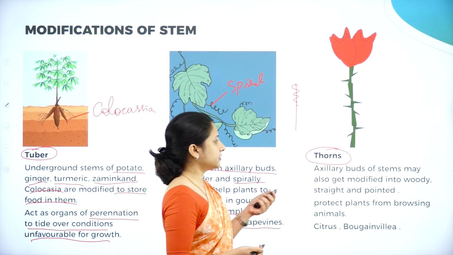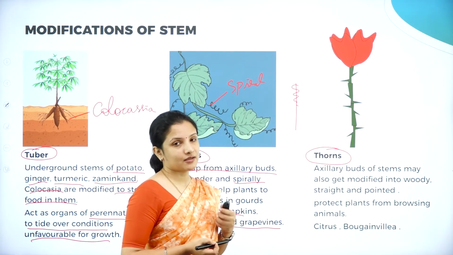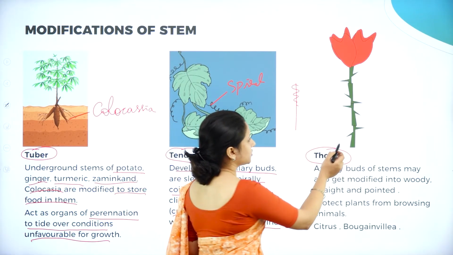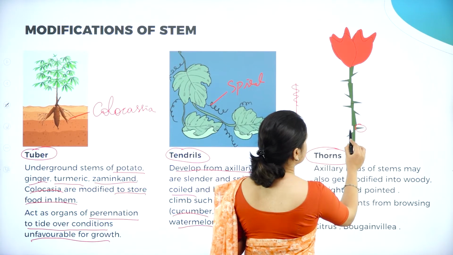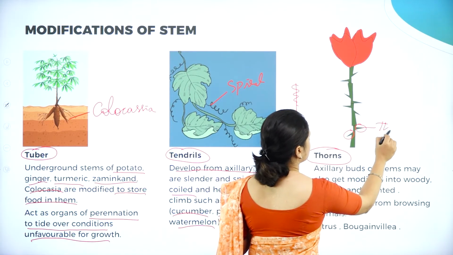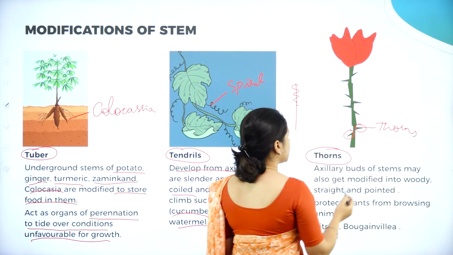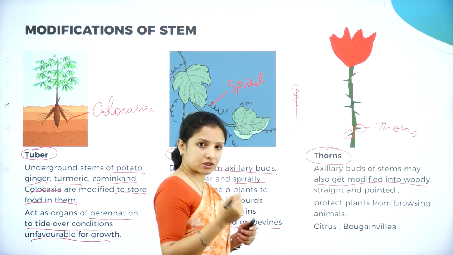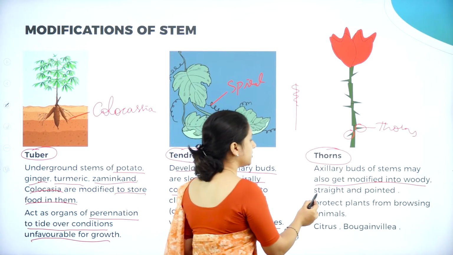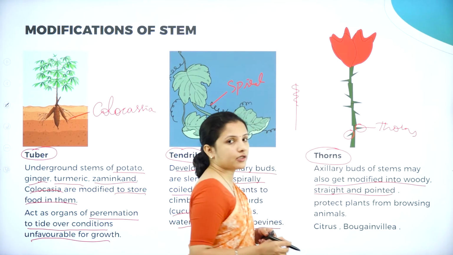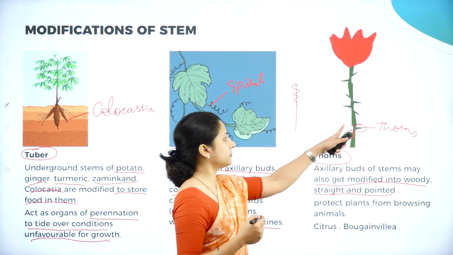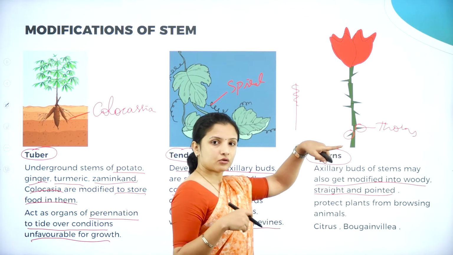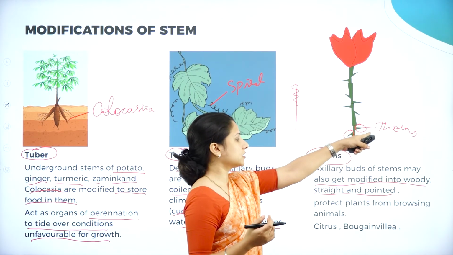So here what happens? They are also present in the axillary buds of the stem. So where axillary buds are, you can see the thorns. So these are the thorns that are present. So they get modified. They are nothing but the stem. They themselves get modified or converted into woody, straight and pointed sharp structures, which are nothing but thorns. So the stem undergoes a modification and gets converted into the thorn.